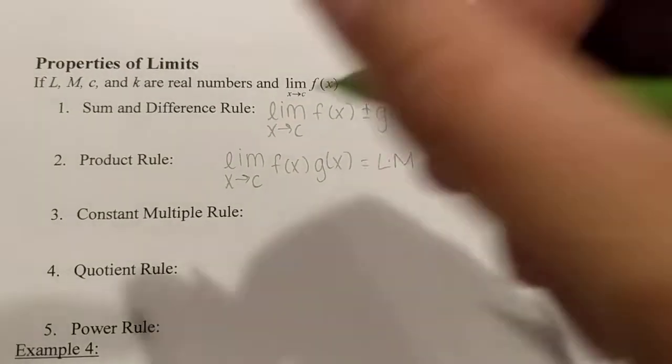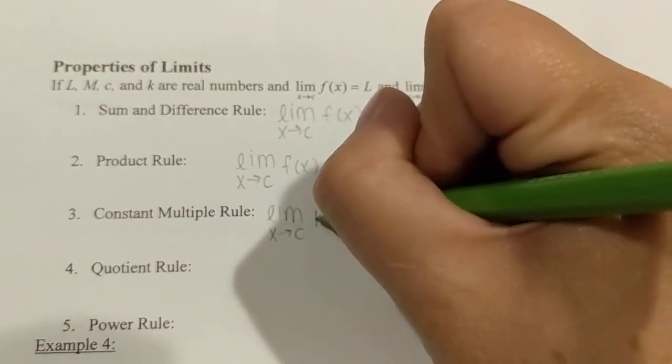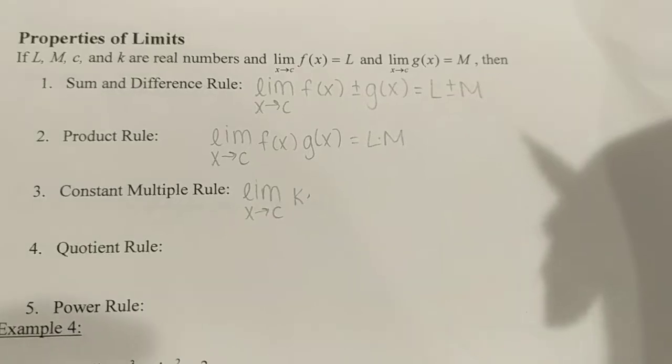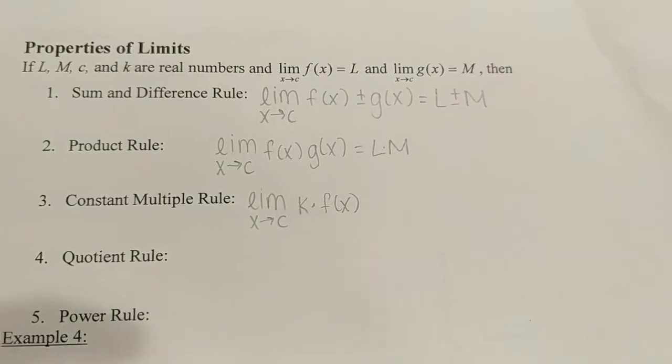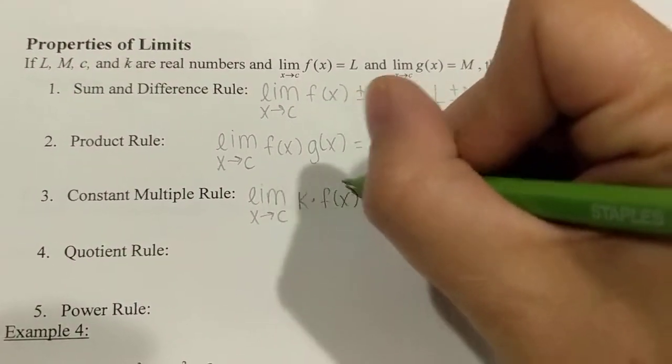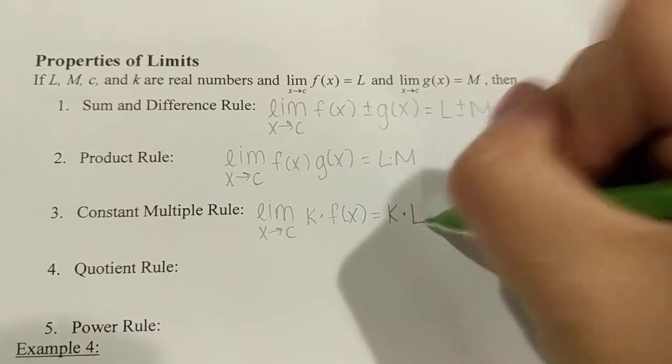The constant multiple rule says if I have a constant out front, so we'll call it k for constant, times f of x, then again I can just find the limit of f of x and multiply it by k, so k times L.